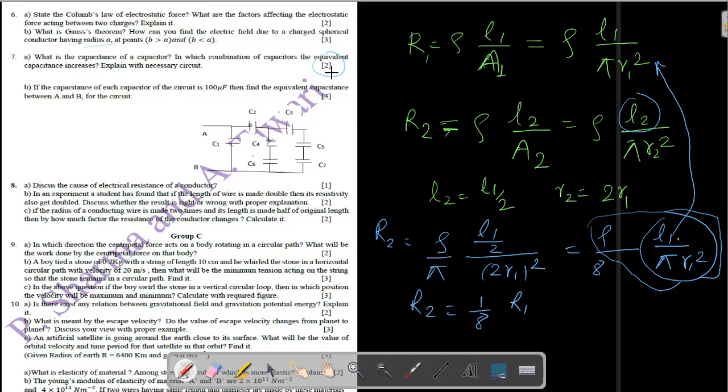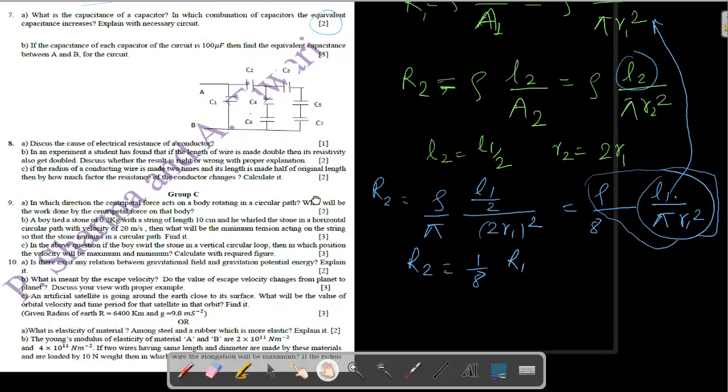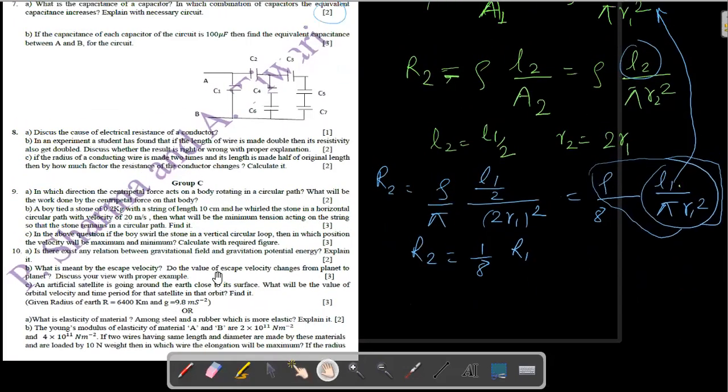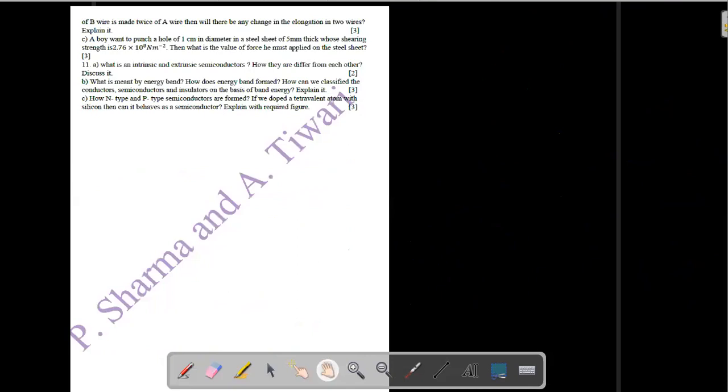In group C you can see more questions here. You can copy these questions and try to solve group C. If you have any kind of confusion regarding this group C, please put your comment in our comment box. We'll try to solve and explain this in detail. You can copy this.